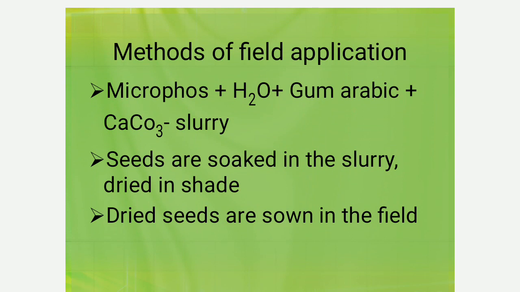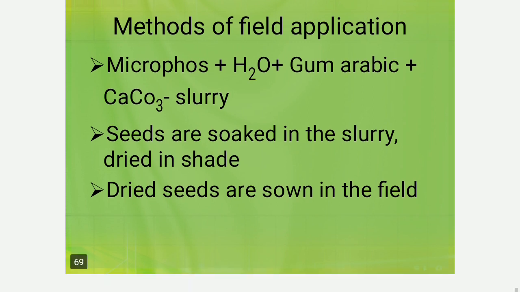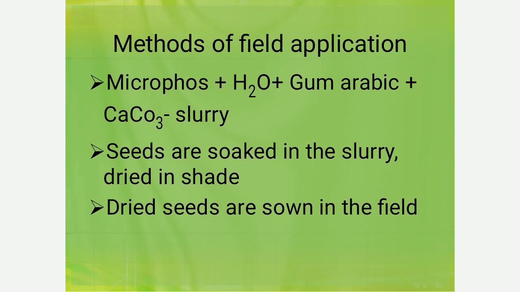These PSMs, that is microphos, as I said, they are also called microphos, are taken with water and with gum arabic, which will act as an adhesive, then added with calcium carbonate and made into a slurry. Seeds are soaked in this slurry and dried in shade. They are all dried in shade, and then these dried seeds are sown in the field. Okay, so this is how the field application is done in case of phosphate solubilizing microorganisms.